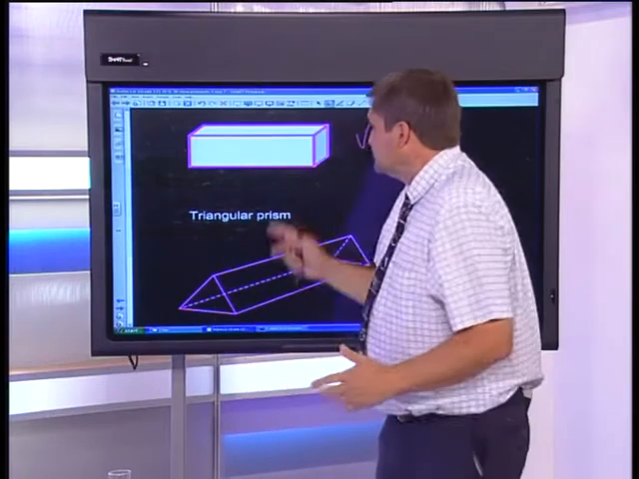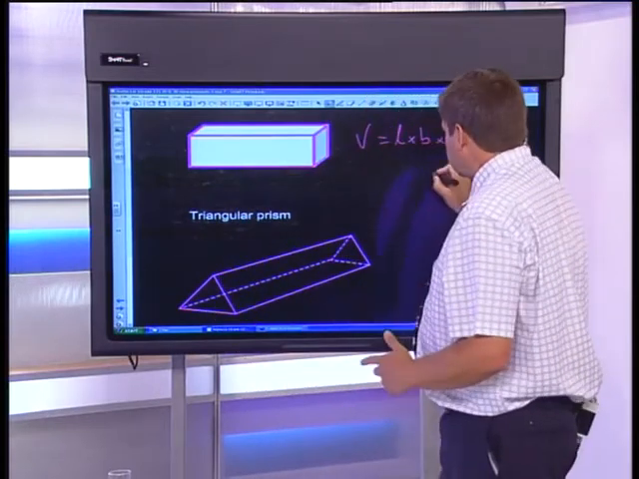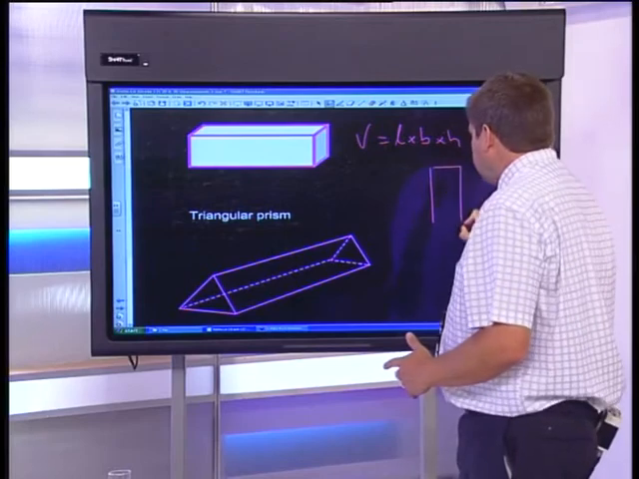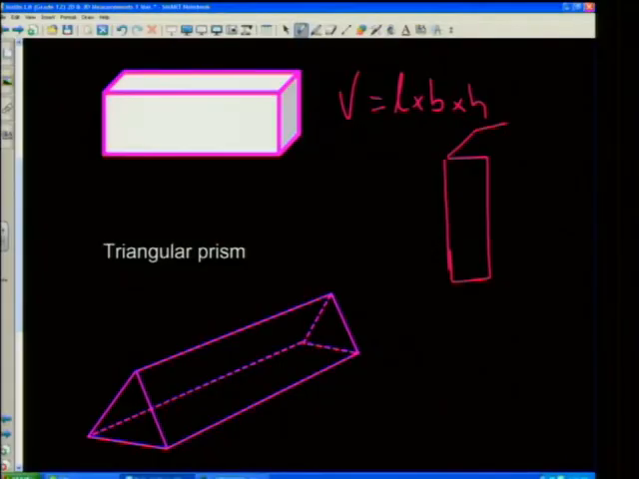If you look at this, here's a rectangle. If I drew it like this, I could calculate the area of the top and then multiply it by the height. In other words, it's the length times the breadth, and then we multiply it by the height. Area, length times breadth, times height. Let's look at this one now.